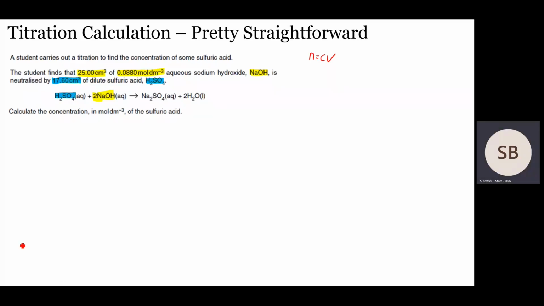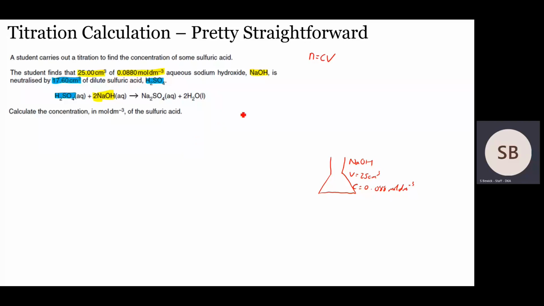So then have a think about what's actually going on physically. If we did this as an experiment, what's going on? So 25 centimeters cubed of this sodium hydroxide. Well, we always measure 25 centimeters cubed and put it in a conical flask. So let's draw a quick conical flask, label it with sodium hydroxide. We've got volume equals 25 centimeters cubed and concentration 0.088 mole per decimeter cubed.